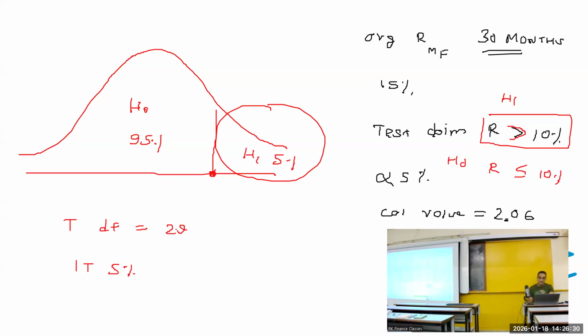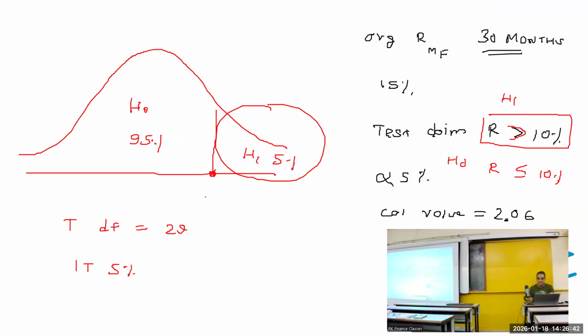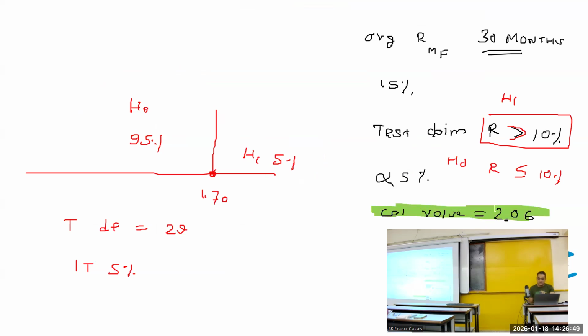We go in that table, degree of freedom is 29. We have one tail and 5% in that tail. So with that, cutoff value was 1.699, about 1.70. And compared to that, the calculated value which was given to us is 2.06. That calculated value 2.06 is coming somewhere over here, which is the H1 area. So H1 will be selected, and H0 would be rejected.